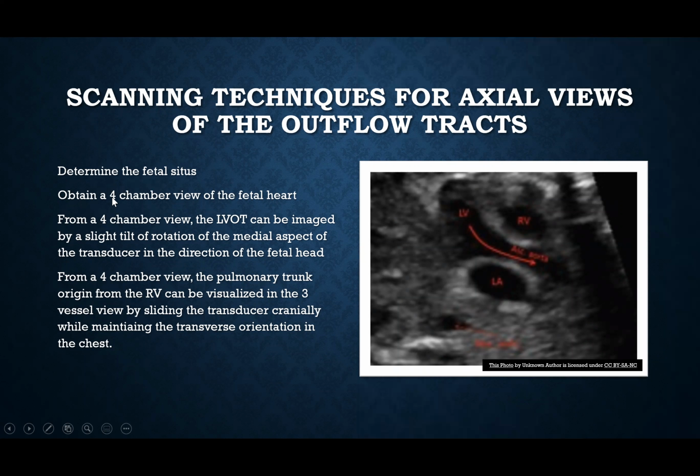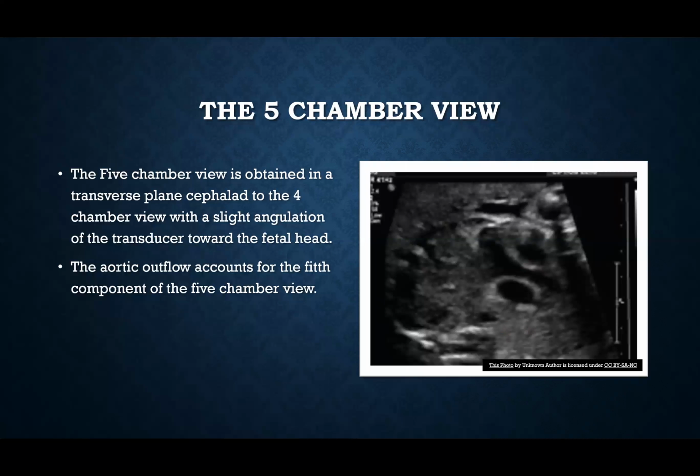The other thing I like to do is from a four-chamber heart, I'll tilt the probe in a medial aspect towards the direction of the fetal head, and I'll open up the left ventricle, and that will show me the aorta coming from the left ventricle here. This is called the 5-chamber view because the aortic outflow, which is this area here, accounts for the 5th component.